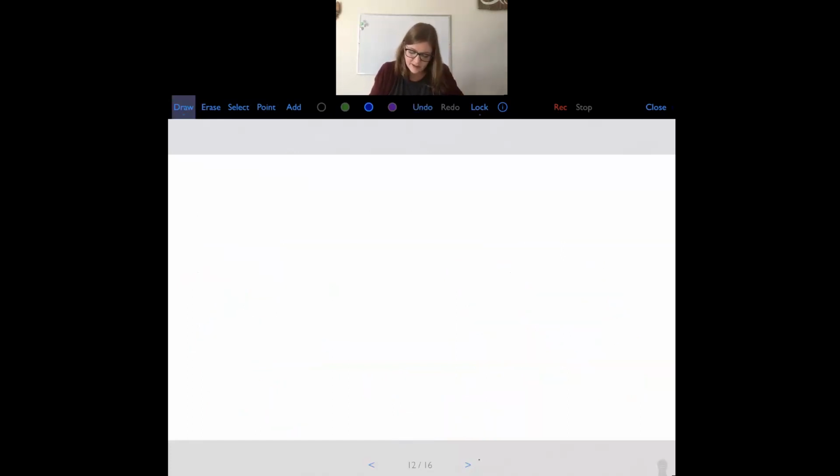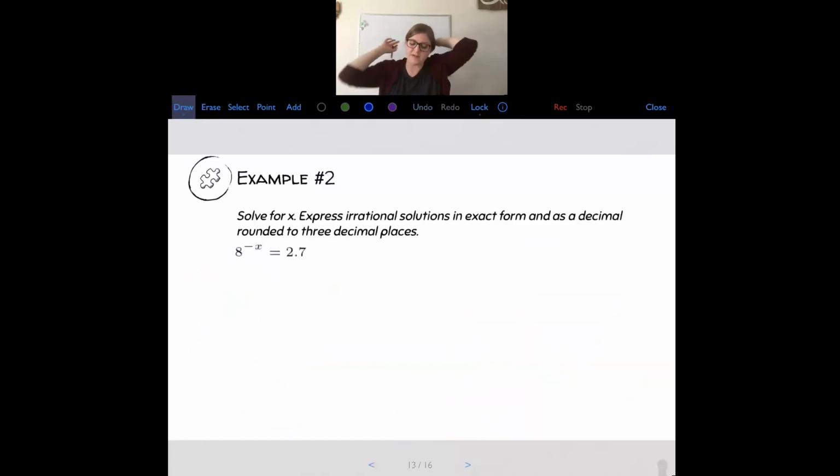Next, we have solve for x, express irrational solutions in exact form, and as a decimal rounded to 3 decimal places. So we have 8 to the power of negative x is equal to 2.7. So we have 8 as our base on the left, and we can't make 2.7 a base with an exponent as the same base as 8. So this is where we would use the logarithm property and take the log of both sides.